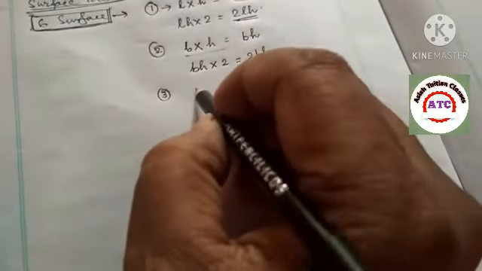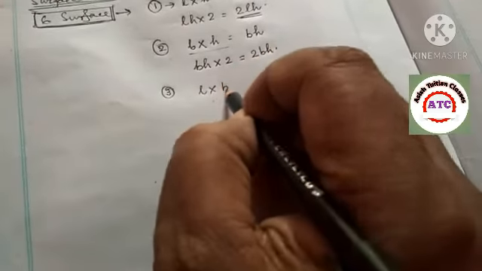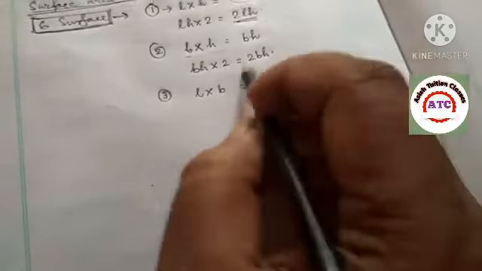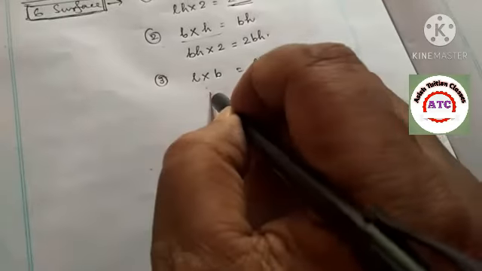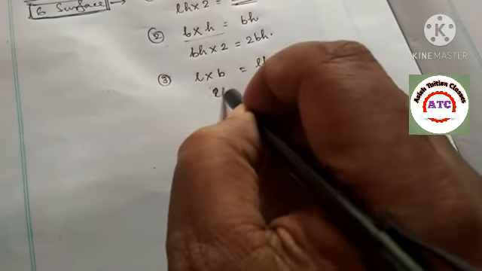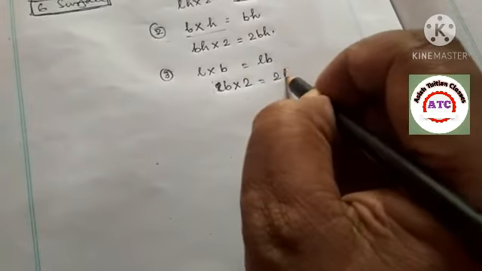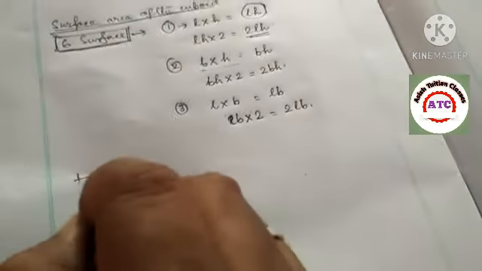Third surface. The length is L and the breadth is B. This means L into B is equal to LB. The same two sides, multiplied by 2. Then L into B into 2 is equal to 2LB.